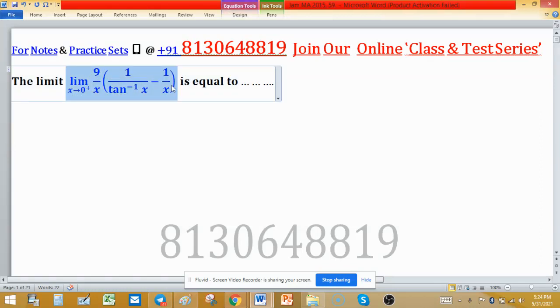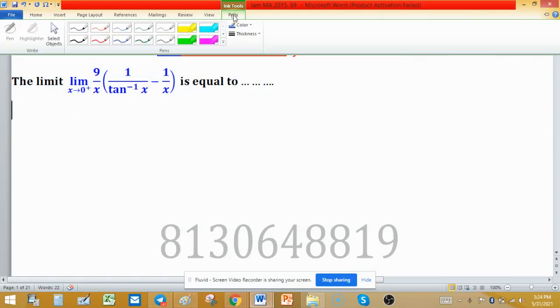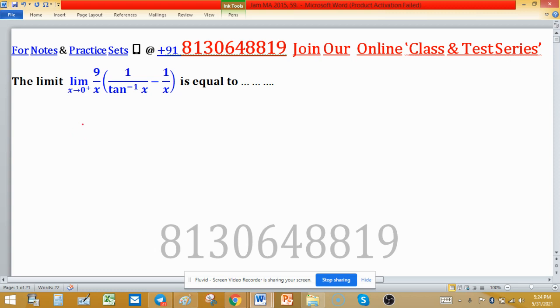The limit, this is equal to what? We have to find the limit of this expression. If we directly put the limit, then 9 upon 0 within bracket 1 upon tan inverse x. Tan inverse x, when x tends to 0, tan inverse x is also going to 0.